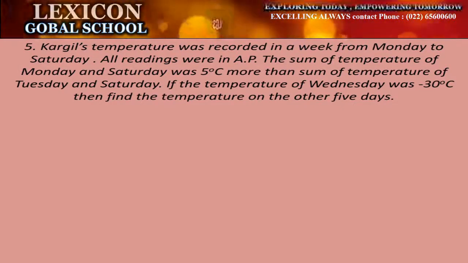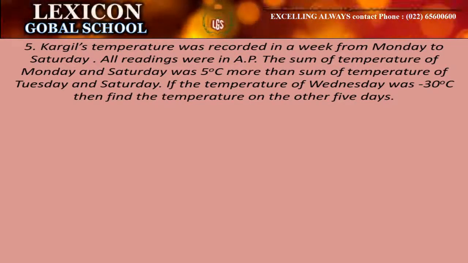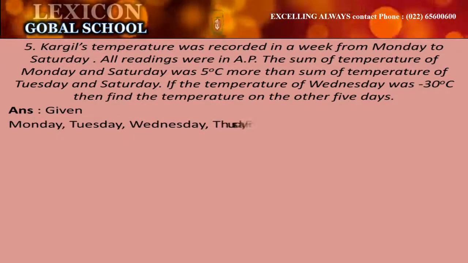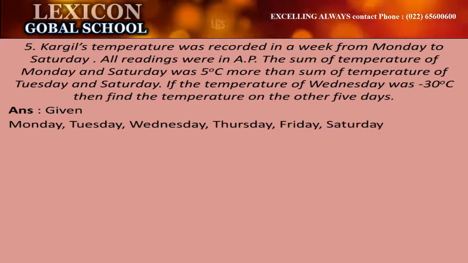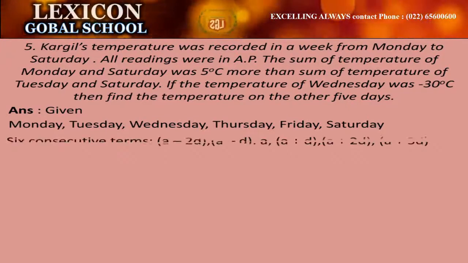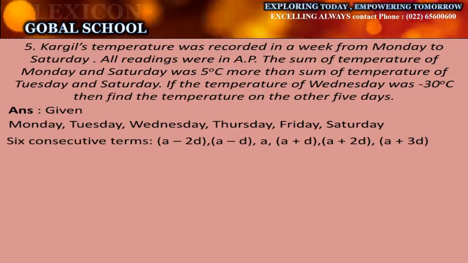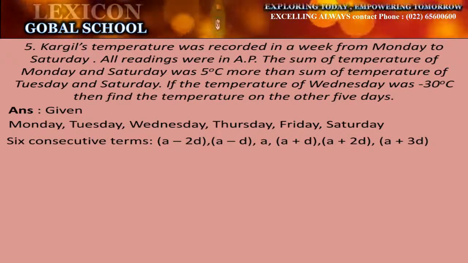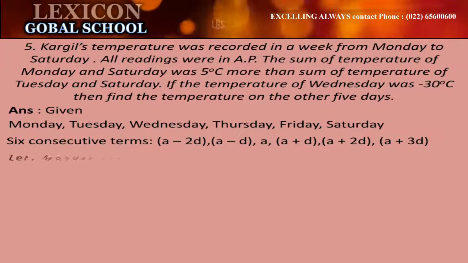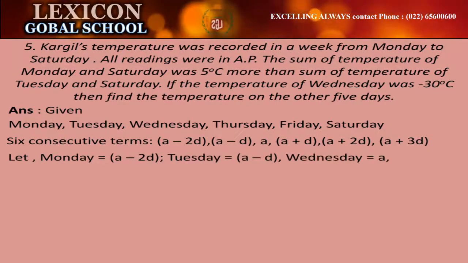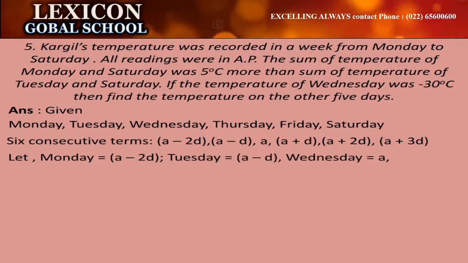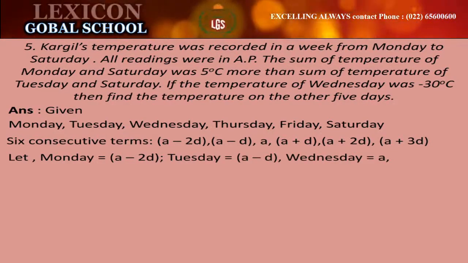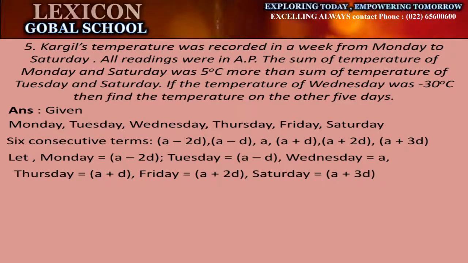So 6 days are consecutive days. So let us consider them together. I have Monday, Tuesday, Wednesday, Thursday, Friday, Saturday. 6 consecutive terms. We are going to assume 6 consecutive terms. And what are they? A minus 2d, A minus d, A, A plus d, A plus 2d, A plus 3d. Now each consecutive term will be given assumption. Like for Monday we are going to give A minus 2d, for Tuesday A minus d, for Wednesday A, for Thursday A plus d, for Friday A plus 2d, and for Saturday A plus 3d.